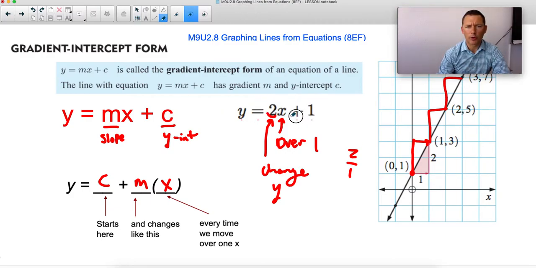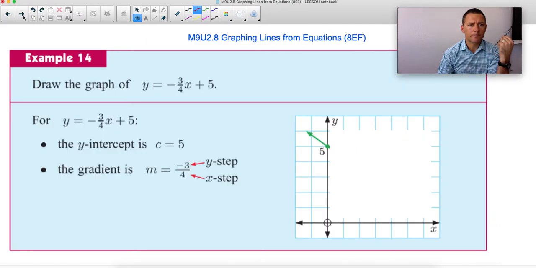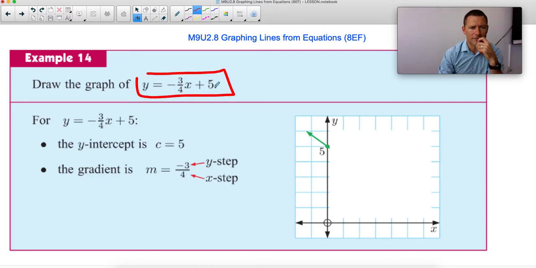Now we're going to do a lot more work trying to figure out how to graph them given the equation, or find the equation given the graph, and so on. So let's try it out. Draw the graph of y equals negative 3/4 x plus 5.